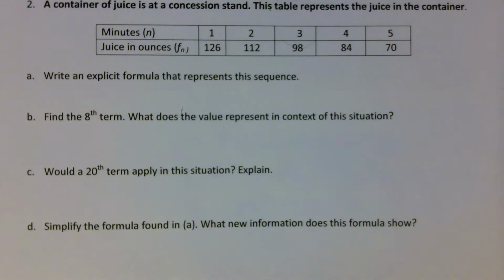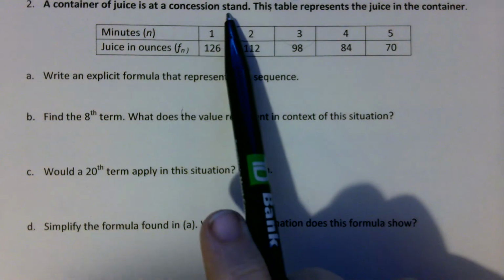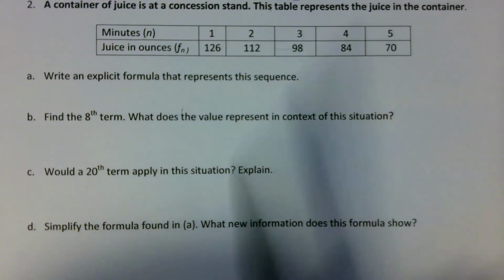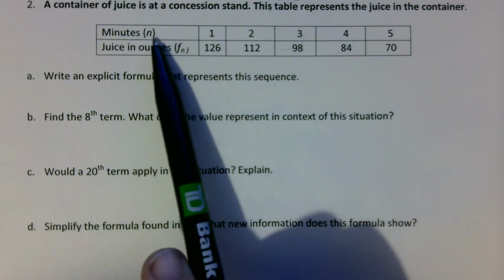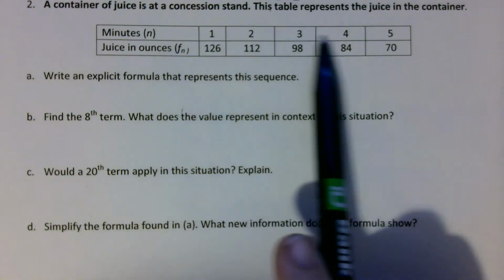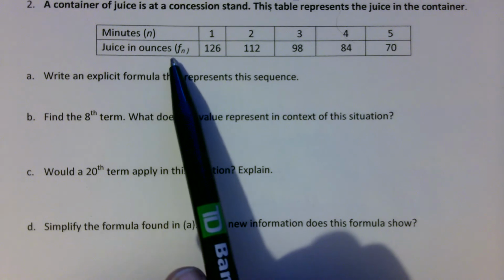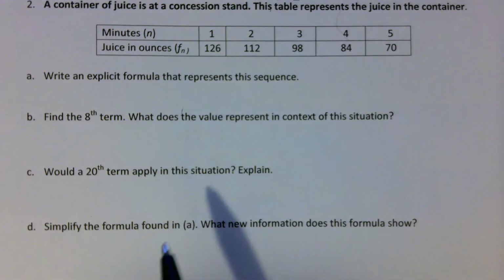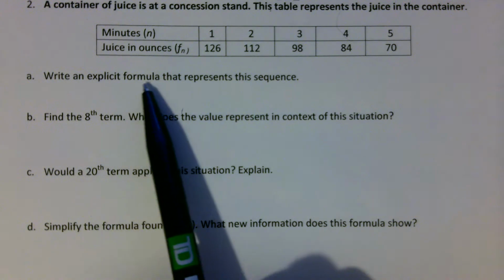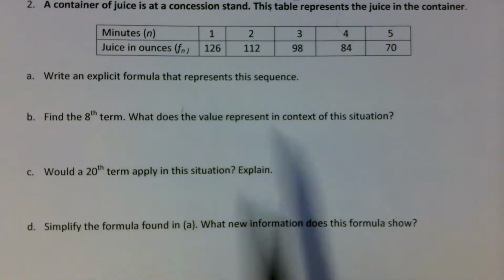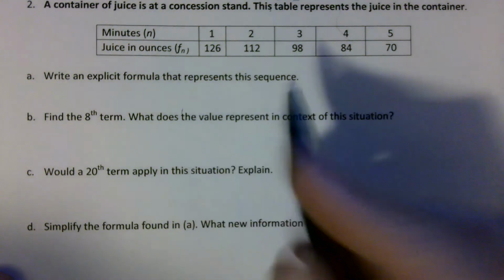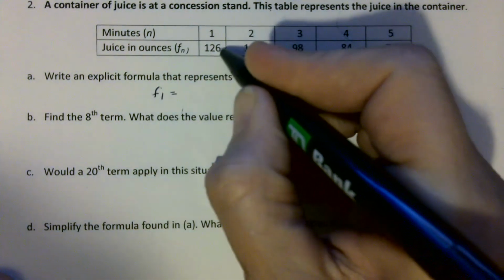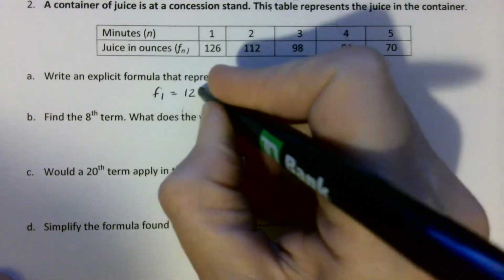Our next example shows a container of juice at a concession stand. The table of values here represents the juice in the container. So our n values show the number of minutes, and our juice in the container is going down as the minutes go on. You're asked to write an explicit formula that represents this sequence. So for our explicit formula, we need to know our first term. So f sub 1 would be 126.